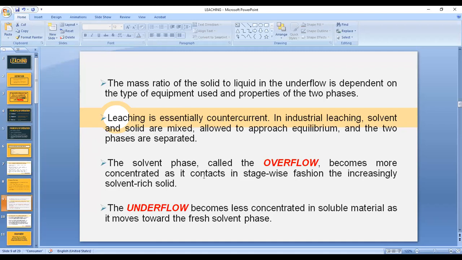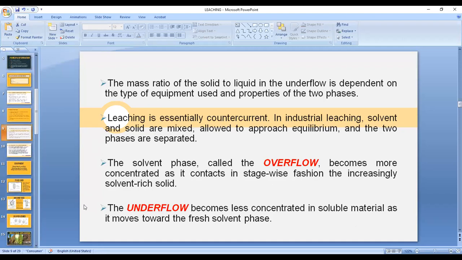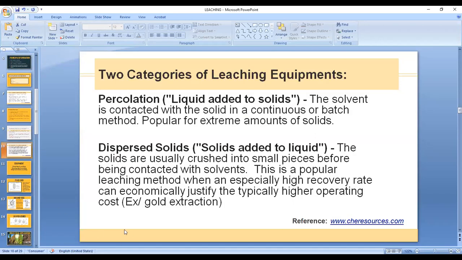The solvent phase, called the overflow, becomes more concentrated as it contacts, in stage-wise fashion, the increasingly solute-rich solid. So your solvent phase is the overflow. The underflow becomes less concentrated in soluble material as it moves towards the fresh solvent phase. This is in the case of countercurrent multi-stage leaching.